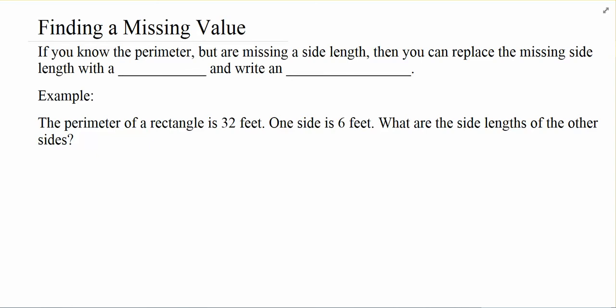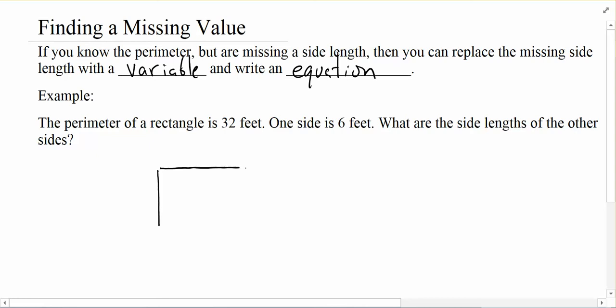Now, one of the things that we will see sometimes is you'll be given the perimeter, but you're asked to find some missing value in the problem. If that happens, replace the missing value with a variable, and then you can write an equation that represents the perimeter, and then you can just solve for the variable. So, for instance, we've got this perimeter of a rectangle being 32 feet, where one side is 6 feet, and we don't know what the other side is. So I would draw a picture first of all, and say, all right, one of the sides is 6.